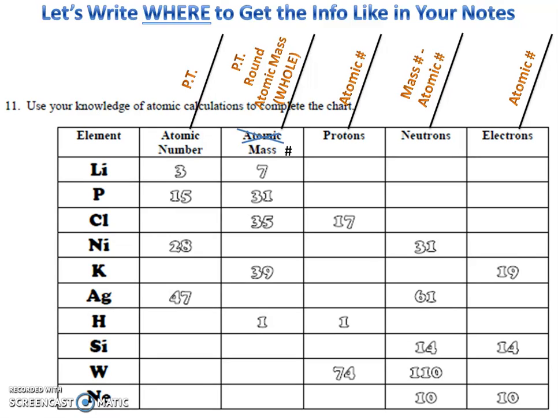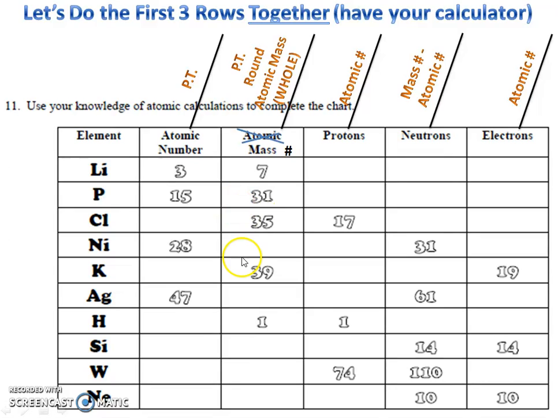So again, make sure that you have that information down. Now, again, this is a little trickier because the order of the columns is different than what you're used to, but it's the same information, and this is why we do this first. Okay, so now let's do the first 3 rows together.